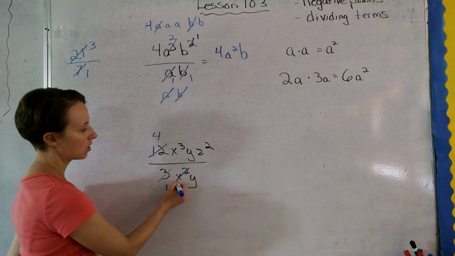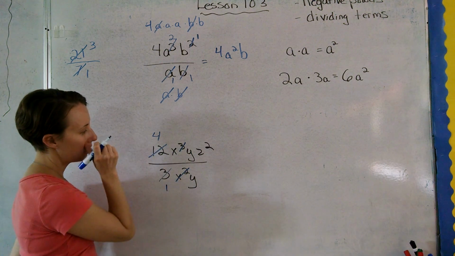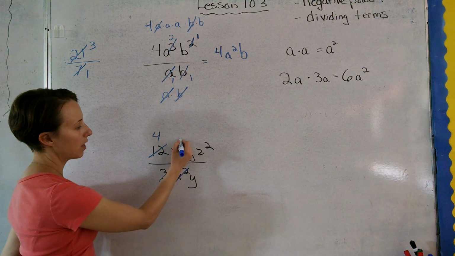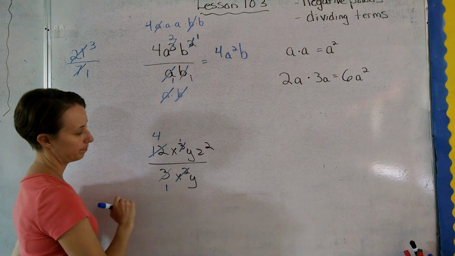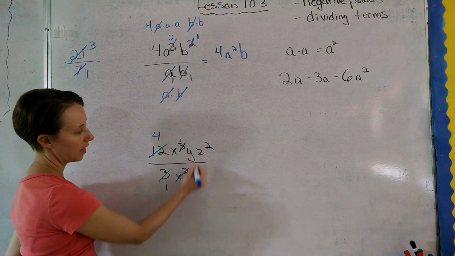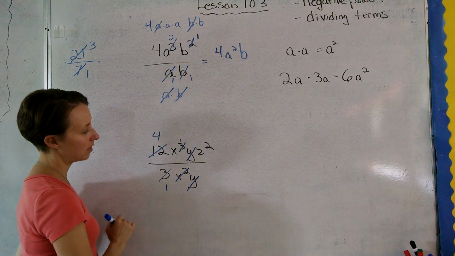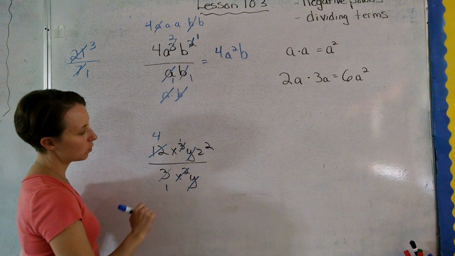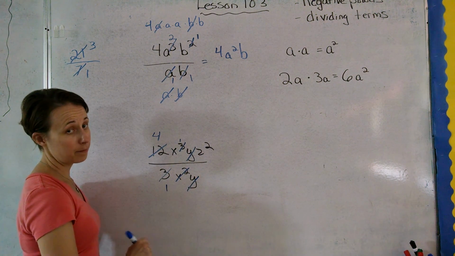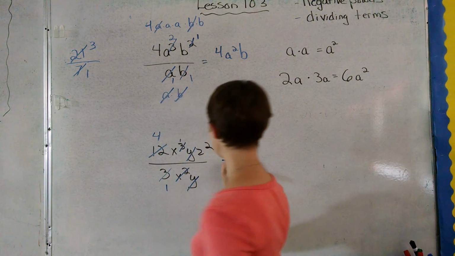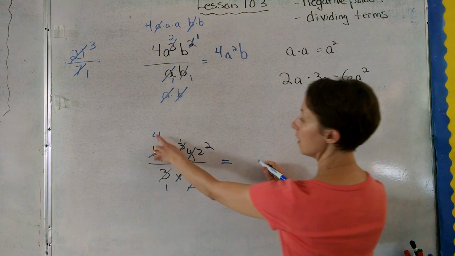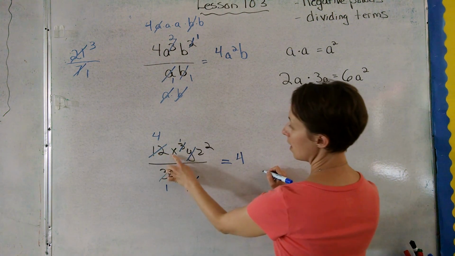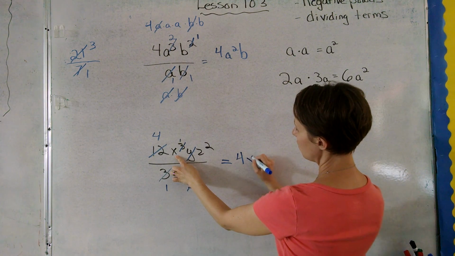I can cancel out x squared. And if I'm taking 2 x's out of this, I'm left with x to the first. I have a y that I can cancel out of both the numerator and the denominator. I have a z squared on the top, but not on the bottom, so that needs to stay. So my final answer would be 4 times x to the first, which I can just write as x.